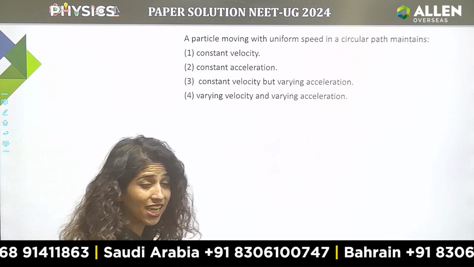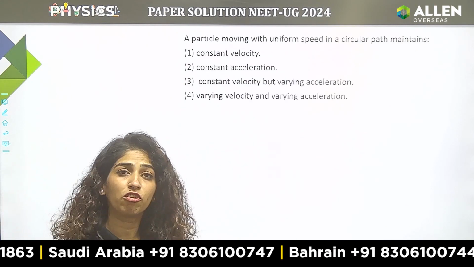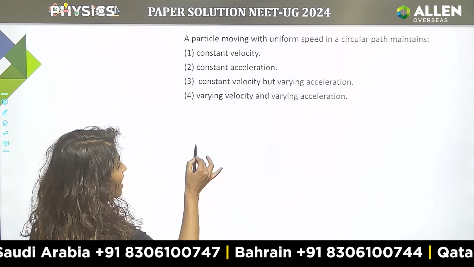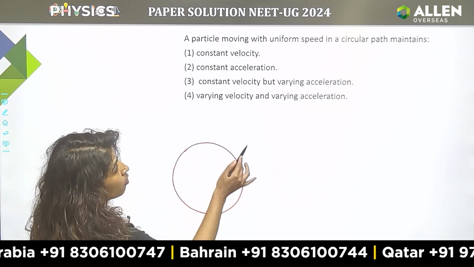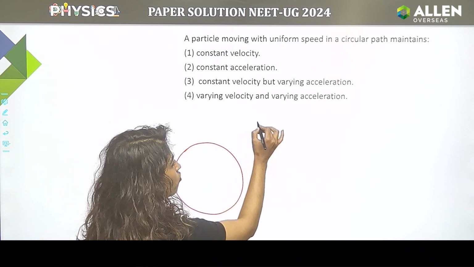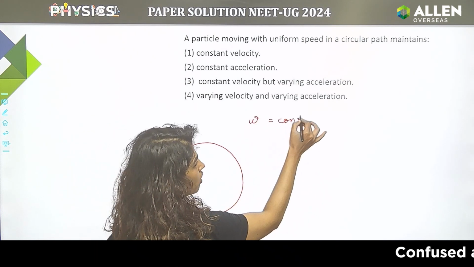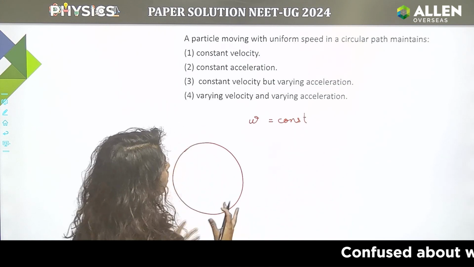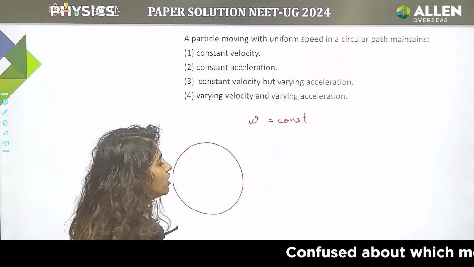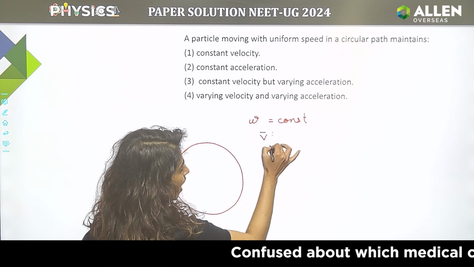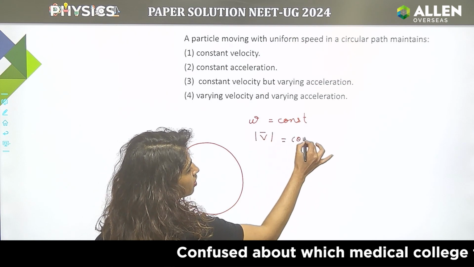Next question again is a conceptual question from circular motion. It says that a particle is moving with uniform speed. So it's moving with uniform speed, so omega is constant. It's a UCM. In a circular path, what will be maintained? So when omega is constant, speed, the magnitude of velocity, will remain constant.